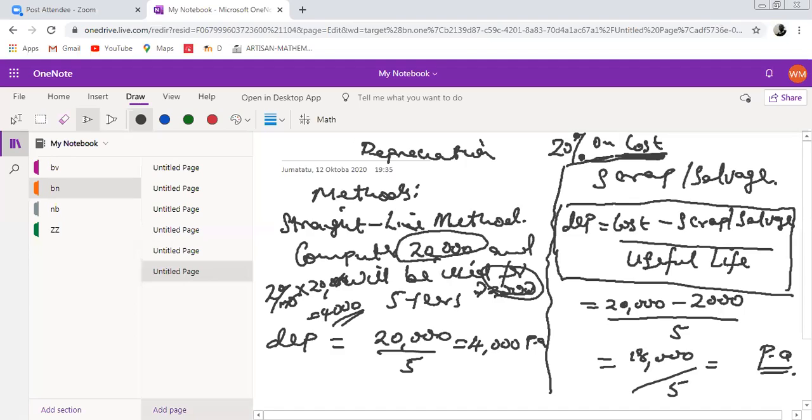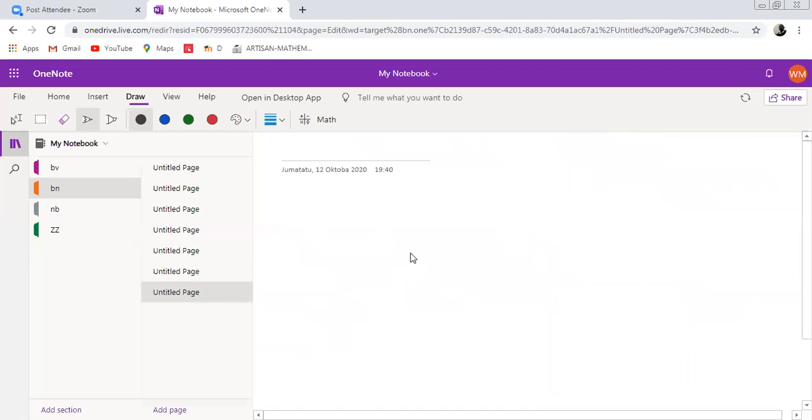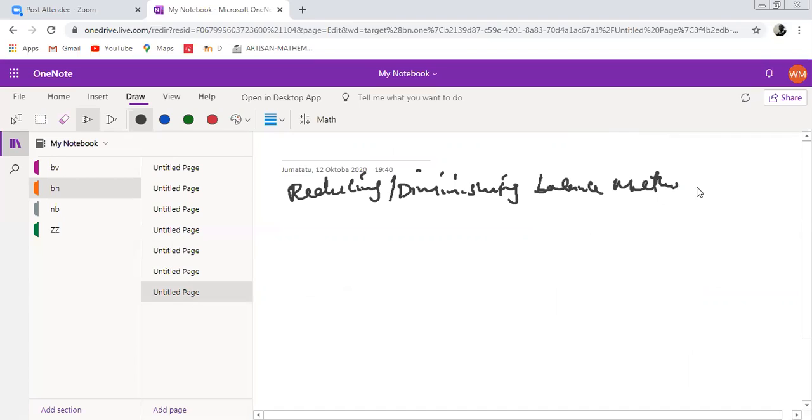Another very common method for calculating depreciation is known as the reducing balance. But in some books, you will find them referring to it as diminishing balance, the diminishing balance method of calculating depreciation. It is actually like the opposite of the straight line method.